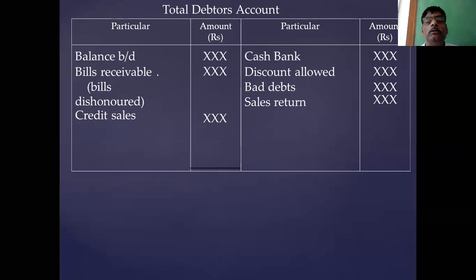Okay, when cash is received, the cash balance increases. When a check is received, the bank balance increases. When discount is allowed, discount increases, so expense increases. If bad debt is borne, then bad debt expense increases. If there is sales return, goods increase. Therefore, an increase in asset or an increase in expense is recorded on the credit side.